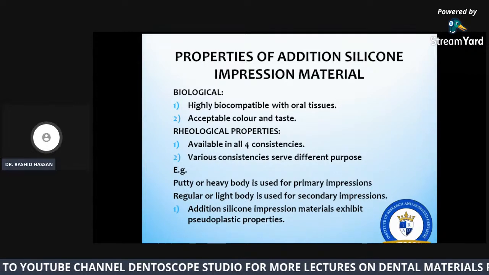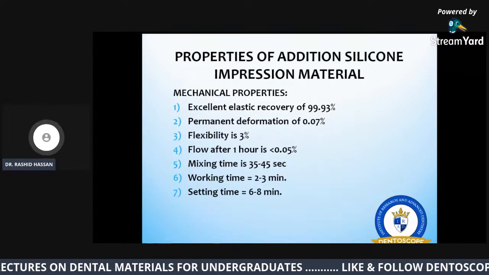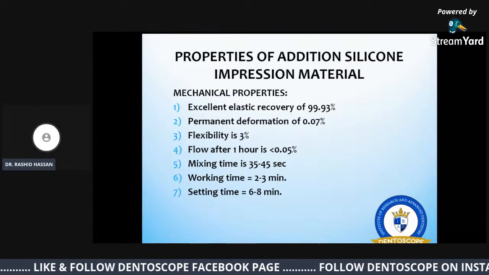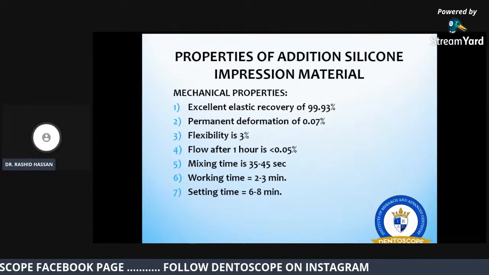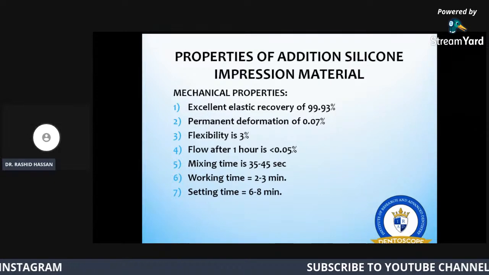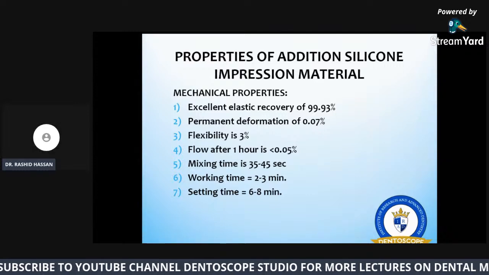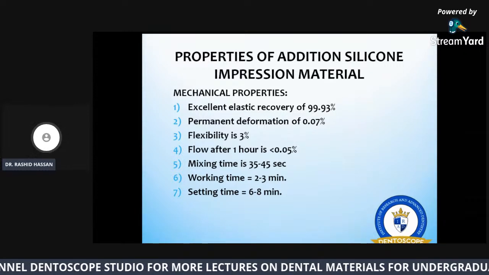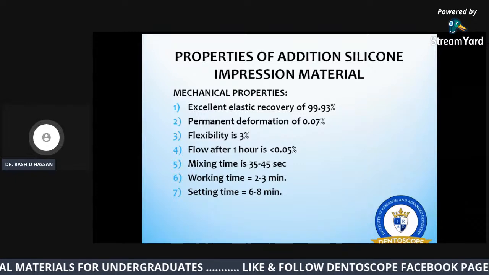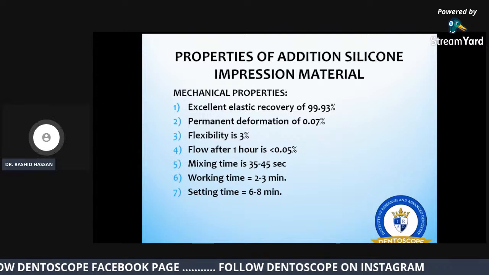Addition silicon impression materials exhibit pseudoplastic behavior. They are not very rigid, and you can say the consistency is not even too low. So they have pseudoplastic behavior, which is very necessary in the case of elastomeric impression material. I will also manage this lecture on the different properties, where I will explain each and every one of them in great detail, so you can have a good idea about it.